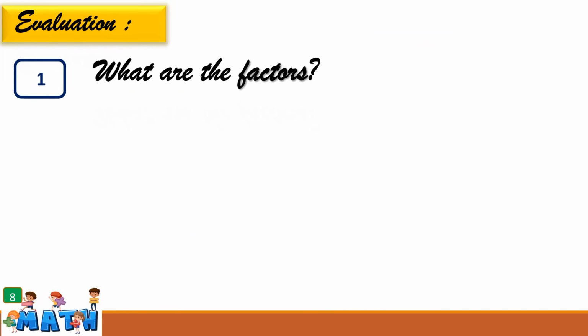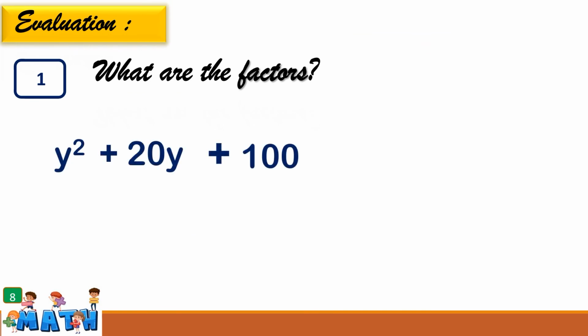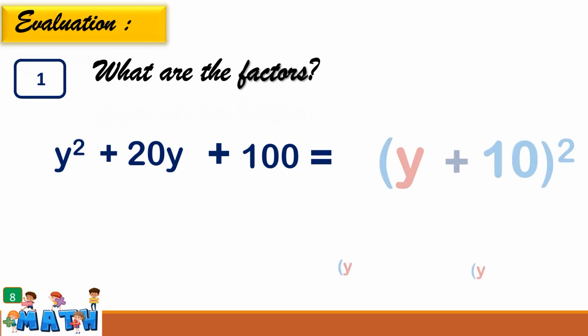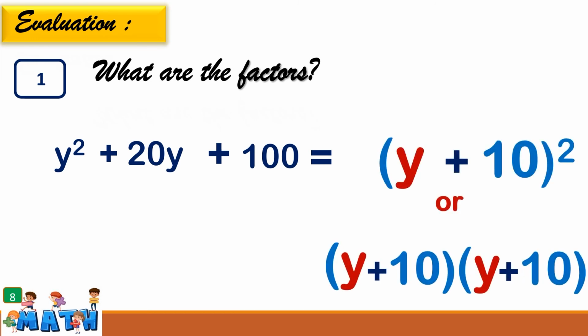Are you ready for a challenge? So, challenge number 1. What are the factors of the trinomial y squared plus 20y plus 100? The answer is y plus 10 quantity squared, or y plus 10 times y plus 10, and you are correct.